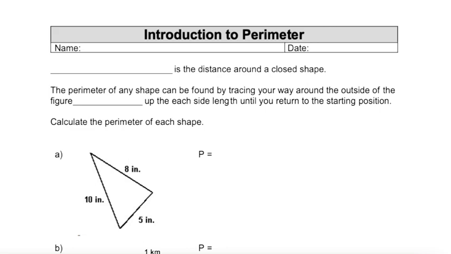Introduction to perimeter. Perimeter is the distance around a closed shape. The perimeter of any shape can be found by tracing your way around the outside of the figure, adding up each side length until you return to the starting position.